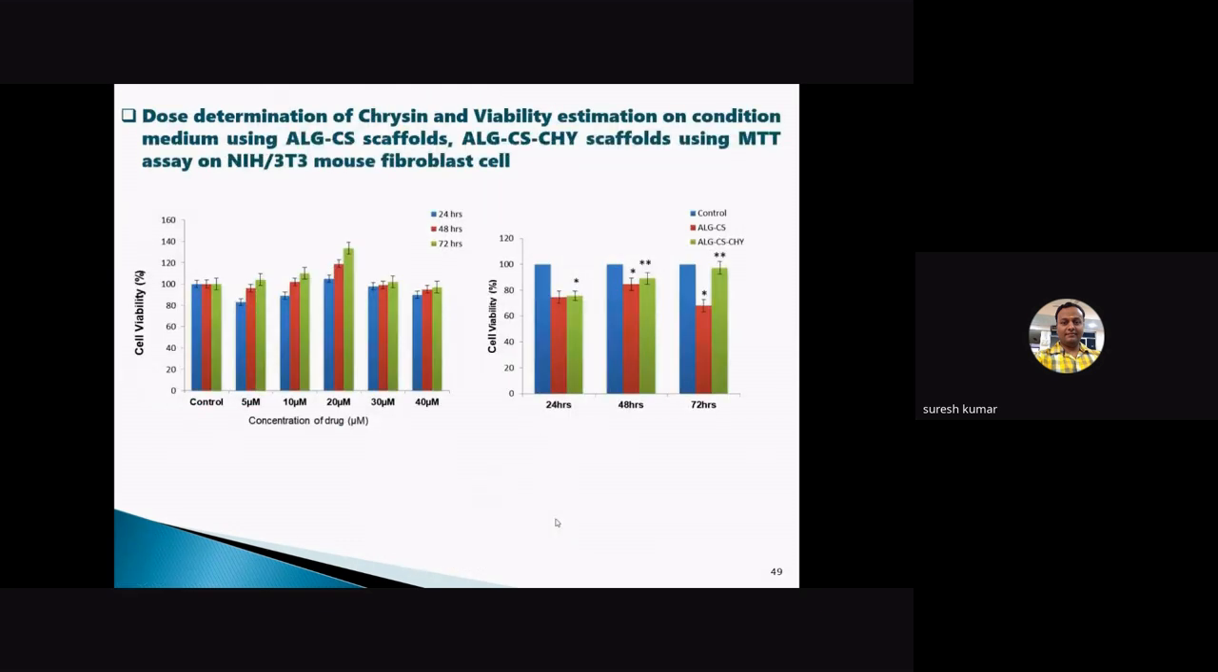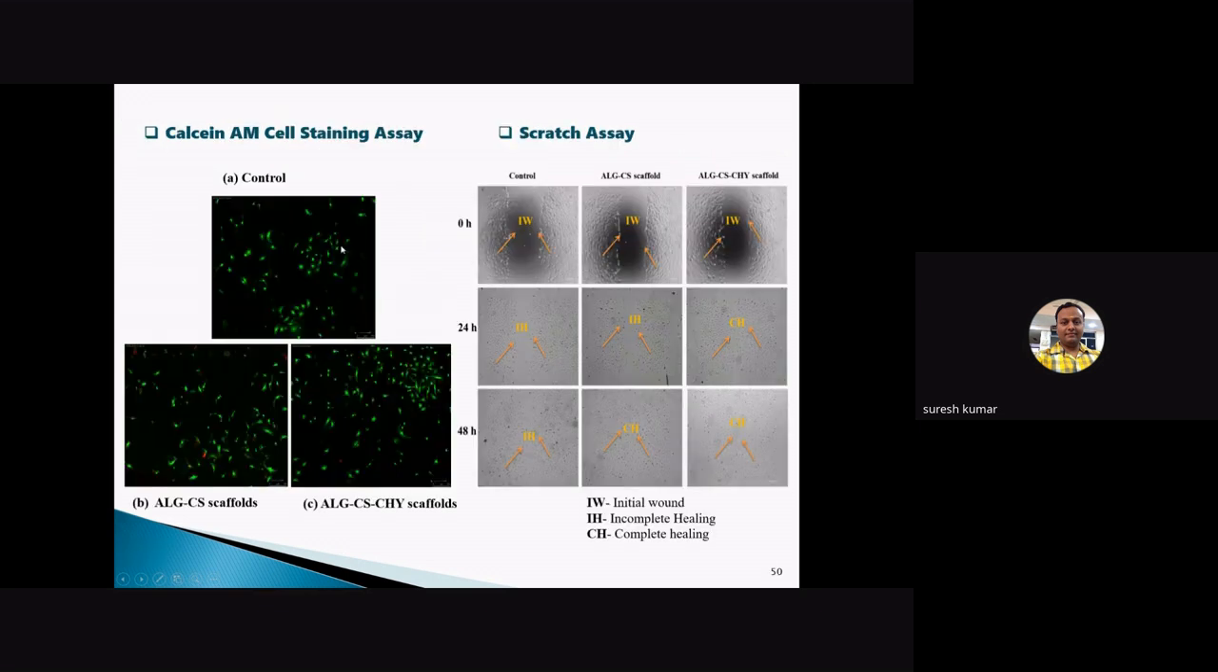Similarly, NIH3T3 mouse fibroblast cells were used with different concentrations, and we can see that up to 20 to 30 micromolar concentration, chrysin did not show any toxicity. The cell viability shows better biocompatibility. Further, live and dead staining was carried out in the control as well as the alginate chrysin scaffold and alginate chitosan chrysin scaffold, showing that there are no red cells, that is, no dead cells on this PI staining as compared with the control.